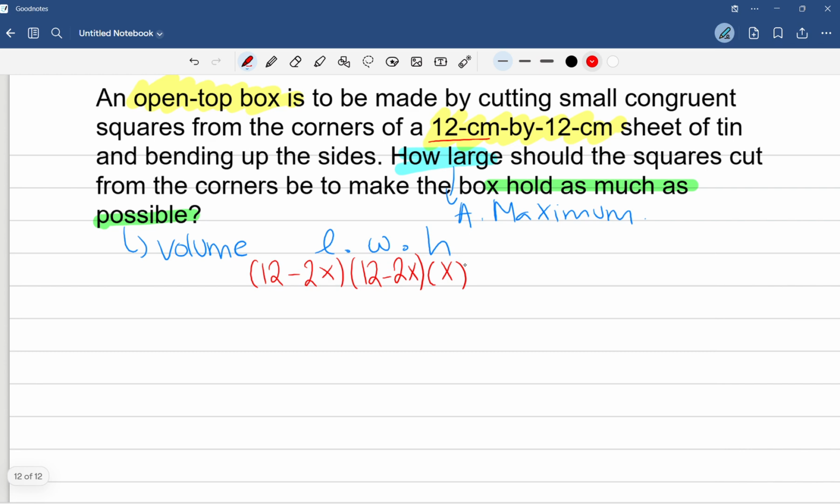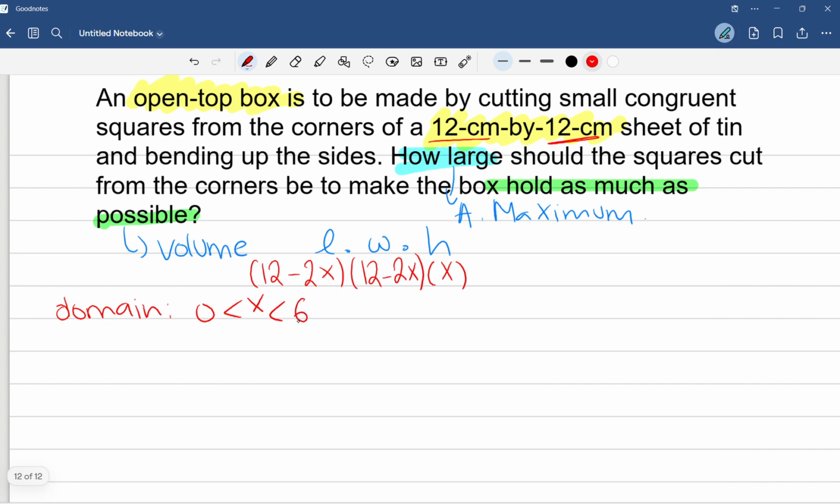So for height, I'm always going to put x. For the length and width, I'm always going to put the dimension they gave me minus 2x. That's my first step. Now, my second step is finding my domain. Another thing you can memorize: my domain is always going to be from 0 till half of the length they gave me, which is 6.